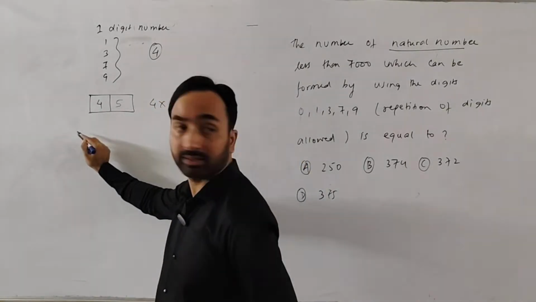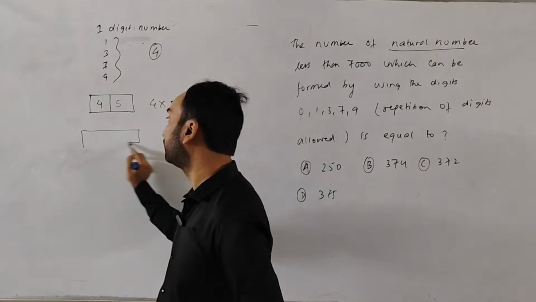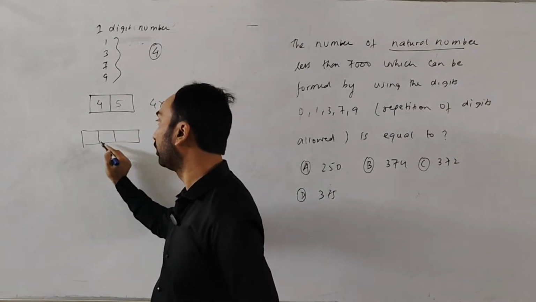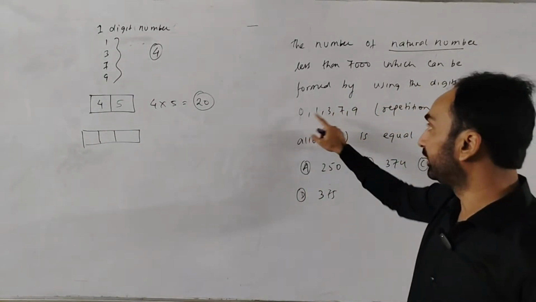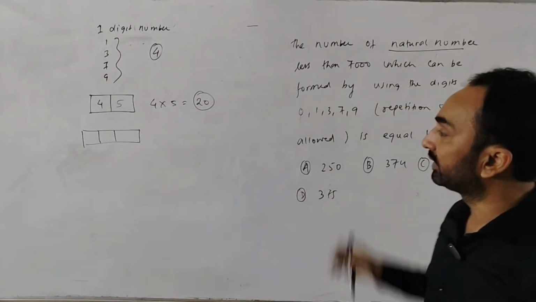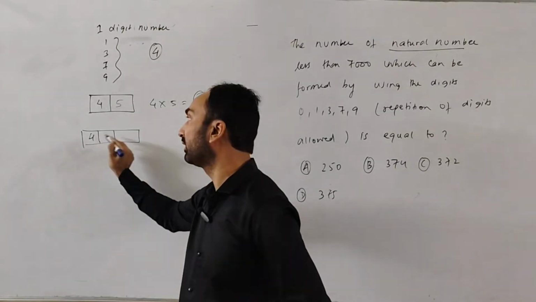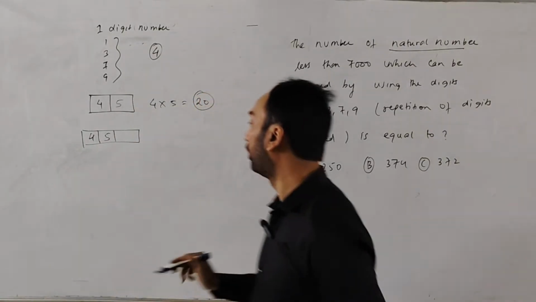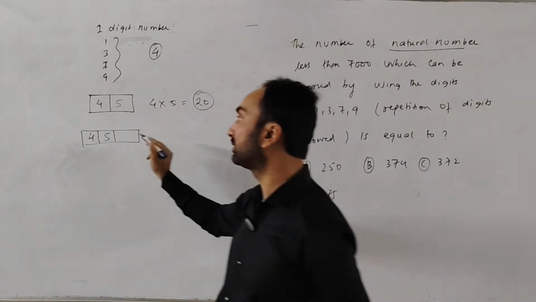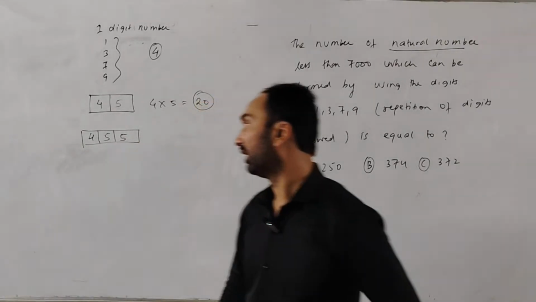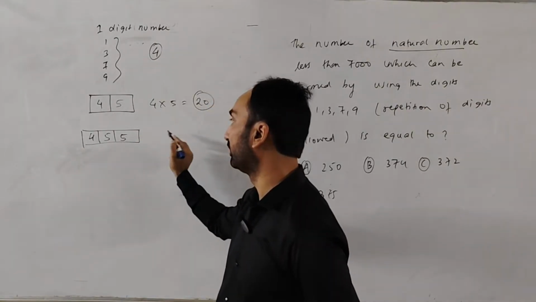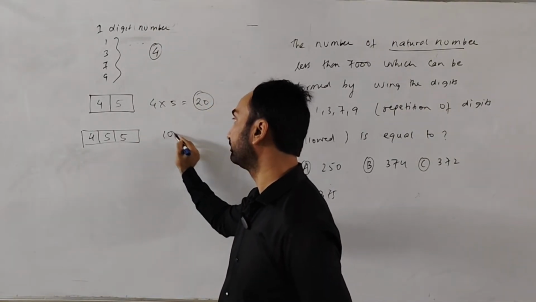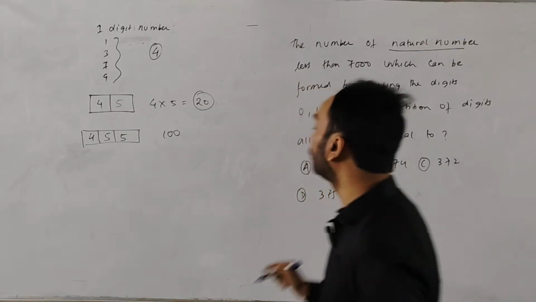Now 3-digit numbers. Again I cannot put 0 in the first box. I can put only 1, 3, 7, and 9, so 4 options. But I can put all 5 options in the second box, and 5 options in the third. So this will multiply as 4 into 5 into 5, that is 100. Now come to the 4-digit numbers.